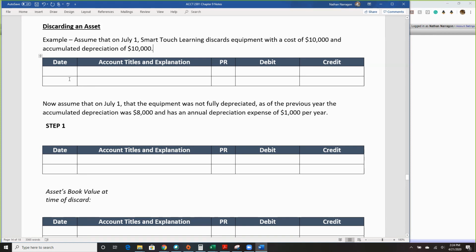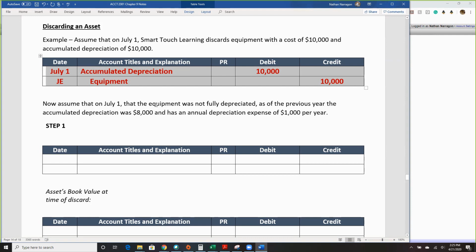So when we make our journal entry, since this was fully depreciated, all we do is debit accumulated depreciation of $10,000 and credit equipment for $10,000. Okay. So it's been fully depreciated. There is no salvage value. Basically the same.